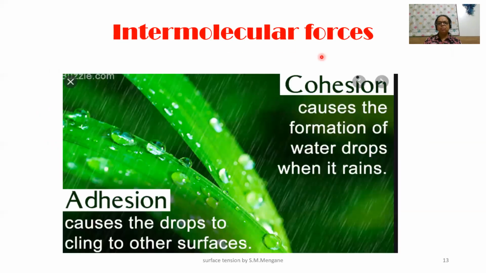In short, cohesion causes the formation of water drops when it rains, and adhesion causes these drops to cling to other surfaces like leaves, etc.